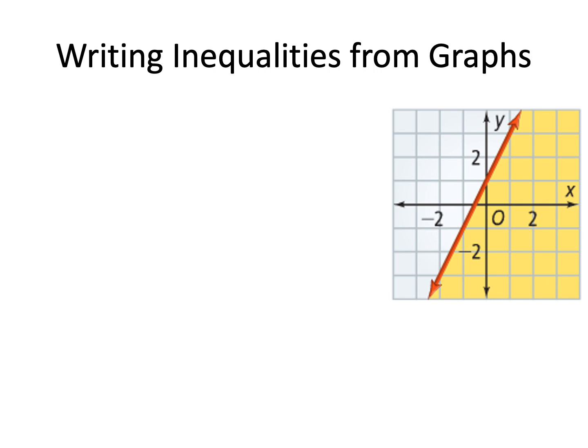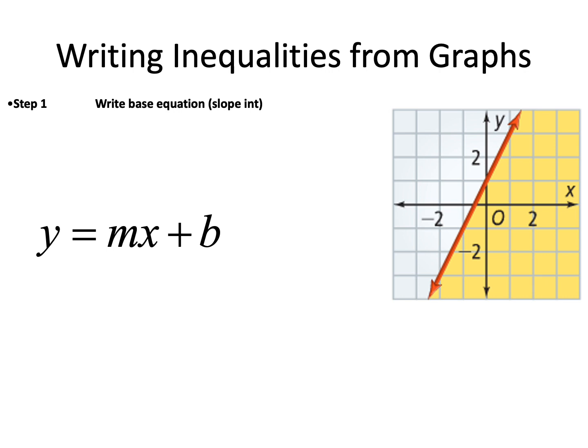So there are some steps. For those of you who need to write down the steps, write them down. So step number one is we write the base equation. Remember, the base equation for all non-vertical lines is y equals mx plus b. Sorry for that. If it is a horizontal line, you can write y equals k. And if it's a vertical line, you can write x equals k.